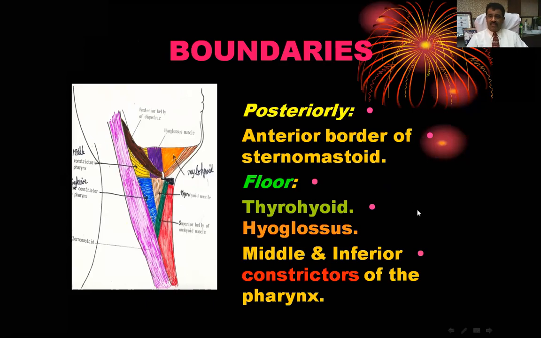And the floor is formed by thyrohyoid, hyoglossus, and the middle and inferior constrictors of the pharynx. These are the constrictor muscles. So these are the muscles which are forming the floor of this triangle.